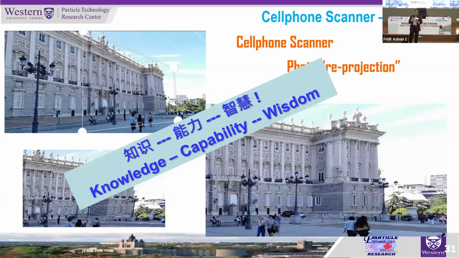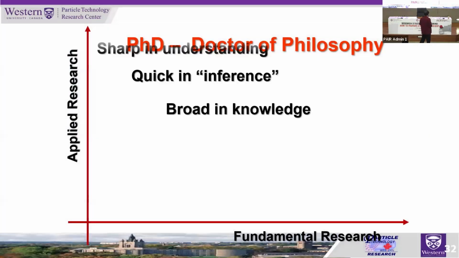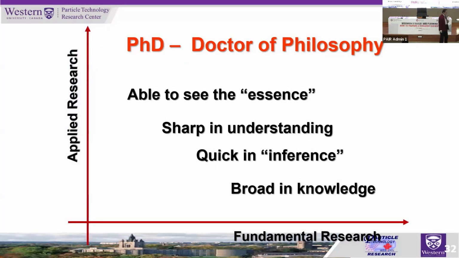And this is what you need to do research. You need to think about what it is and what its purpose is. For example, you can use the cell phone scanner, but have you ever asked what this program is really doing? The program is not really doing scanning, it just re-projects, right? It restores or de-distorts your picture, and you can use that for that purpose. So again, we come back to PhD, Doctor of Philosophy: able to see the essence and the purpose of doing.